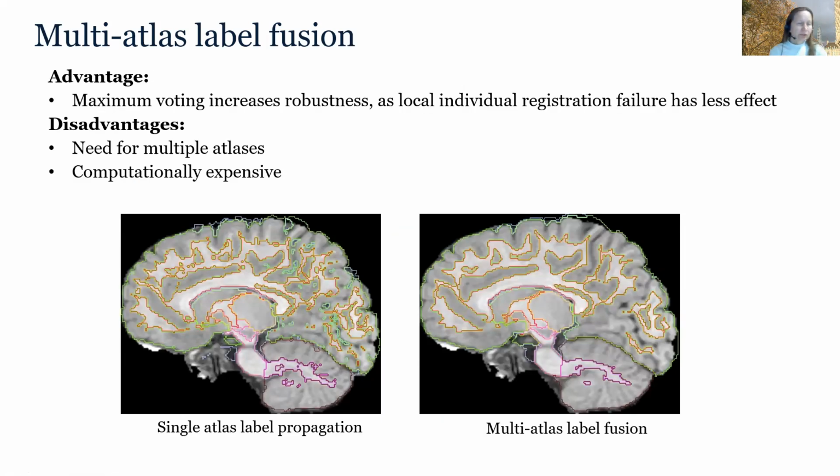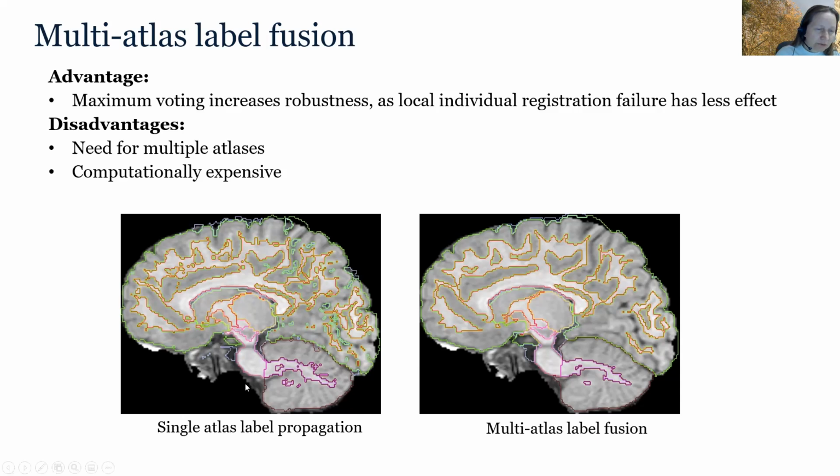So the advantage of this approach is that it's robust, because maximum voting increases robustness. This is because local individual registration failure has less impact on the result, because it might be outvoted by the information from the other atlases. The disadvantage is that we need multiple atlases, which might not always be available. And also it is computationally expensive, because we need to run multiple registrations.